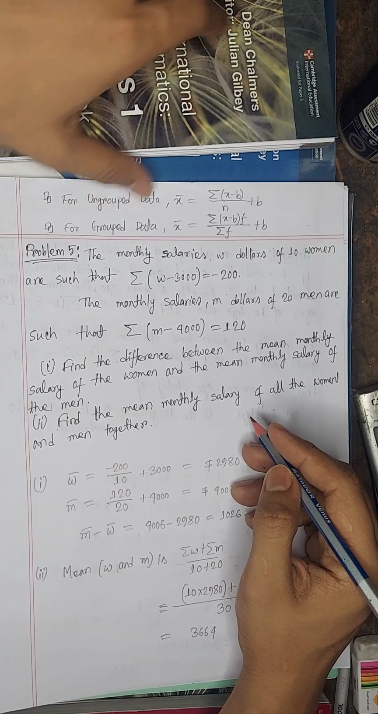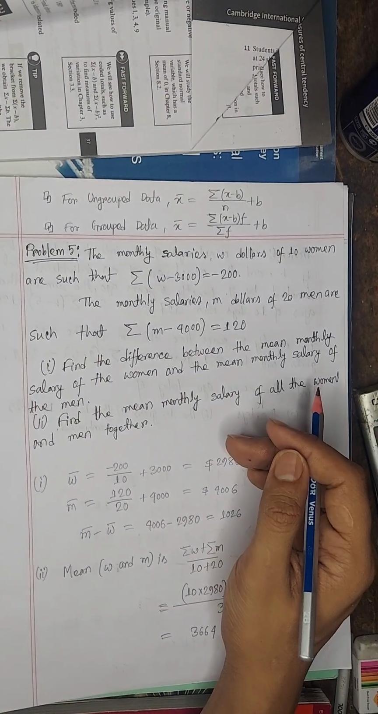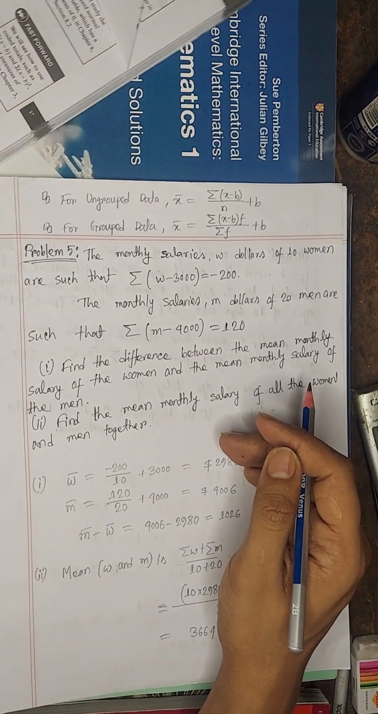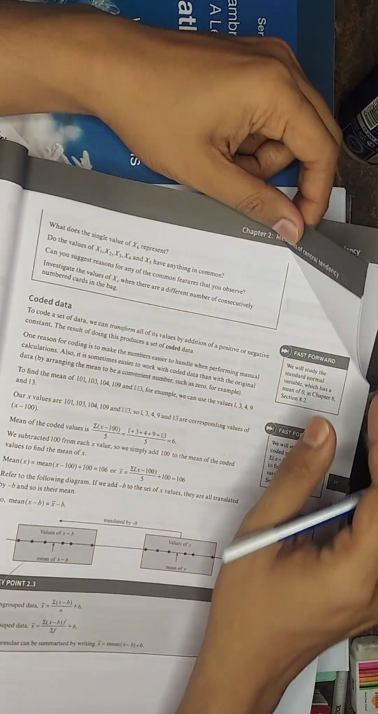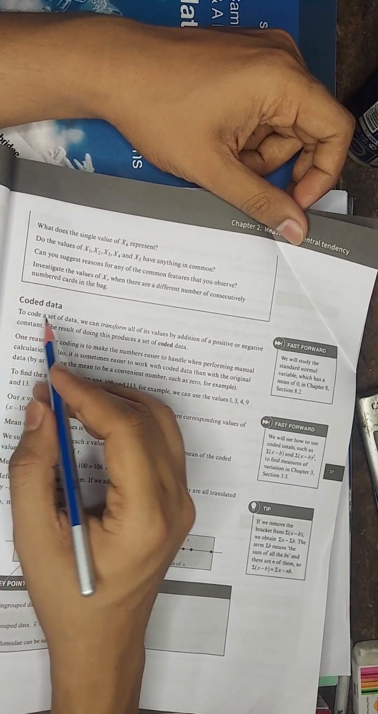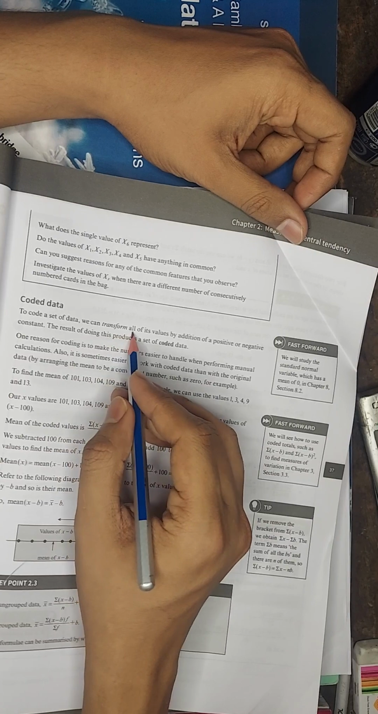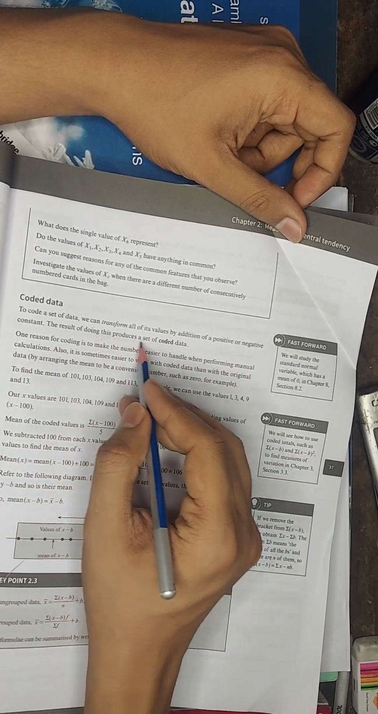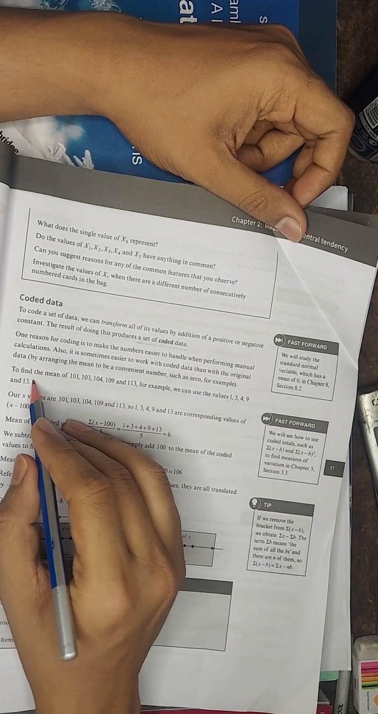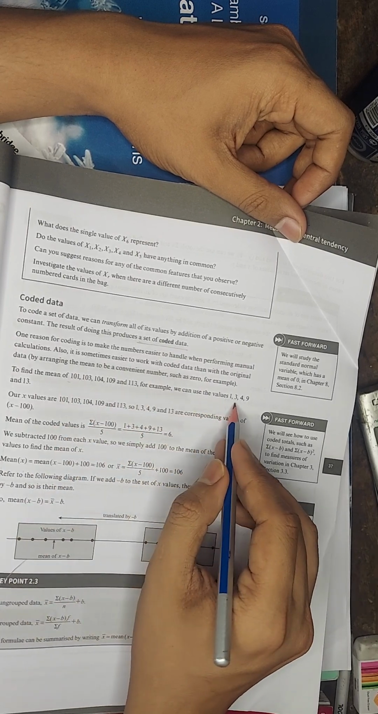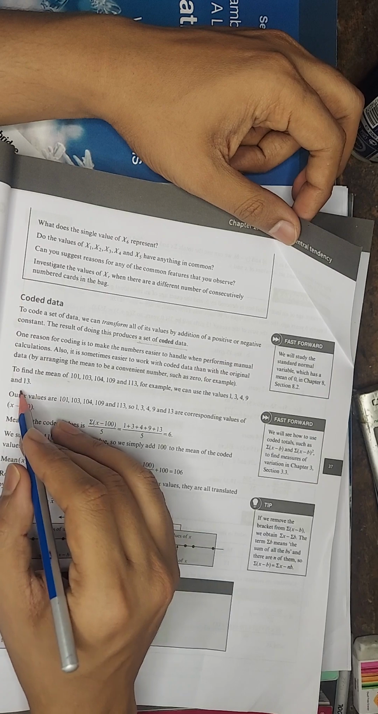Before going for the solution, we have to see a formula. For coded data, we can transform all its values by addition of a positive or negative constant. The result of doing this procedure is a set of coded data. Like, if we have to find the mean of these numbers, we can use the values 1, 3, 4, 9 and 13.